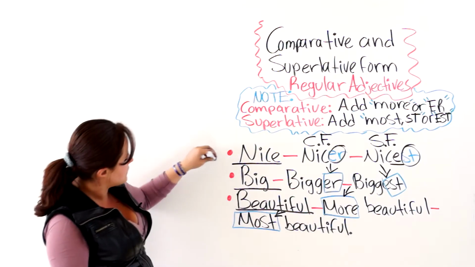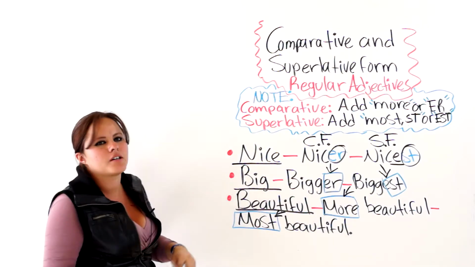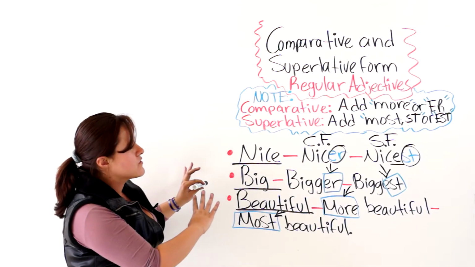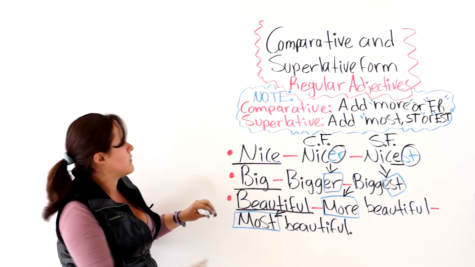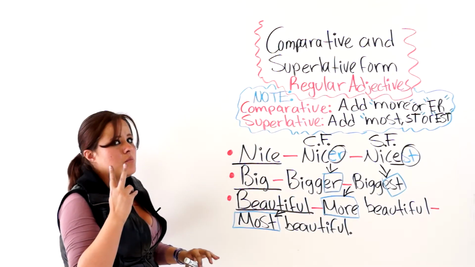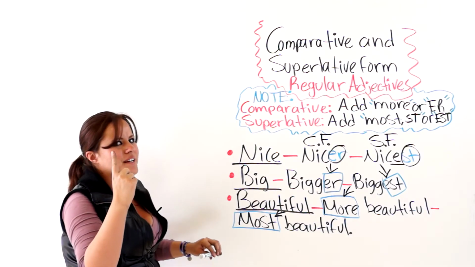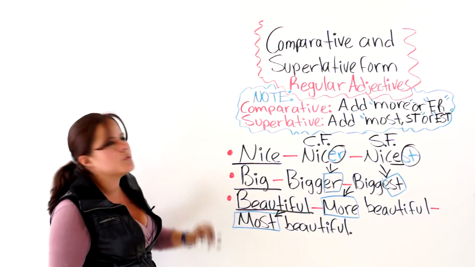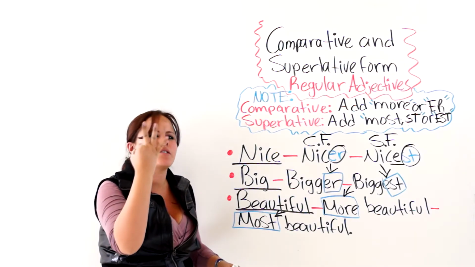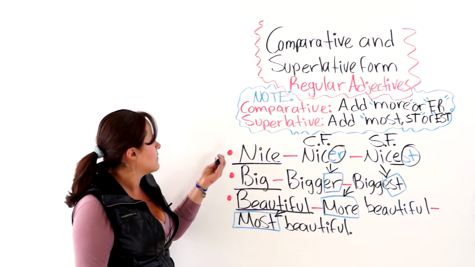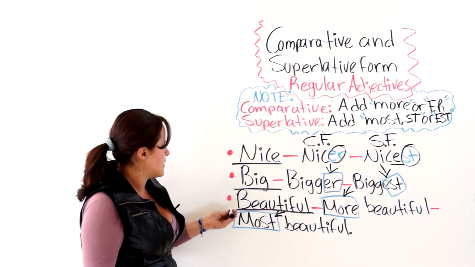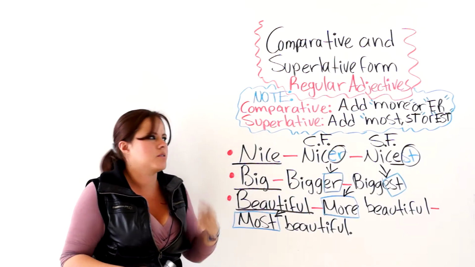As you can see, I wrote 3 examples here on the board. The first one is nice. This is a 1-syllable adjective. Big, 1-syllable adjective. And 3, beautiful, a 3-syllable adjective. So we have 2 adjectives that have 1 syllable and 1 adjective that has 3 syllables.